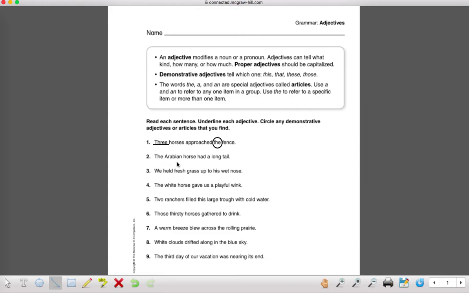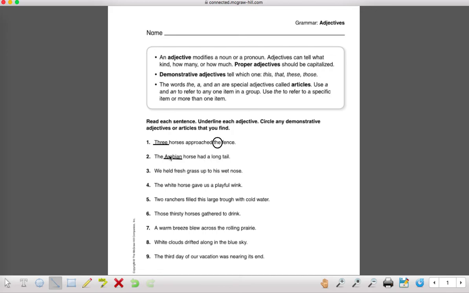For number 2, it says, the Arabian horse had a long tail. So if I identify the nouns first, horse is a noun, tail is a noun. And if I go through the sentence, I look to see what words are describing horse. Again, I ask myself, does it tell me what kind of horse, how many horses, or how much horse? And in this case, it tells you what kind. It tells you that it's an Arabian horse. So that's what kind. That would be the adjective.